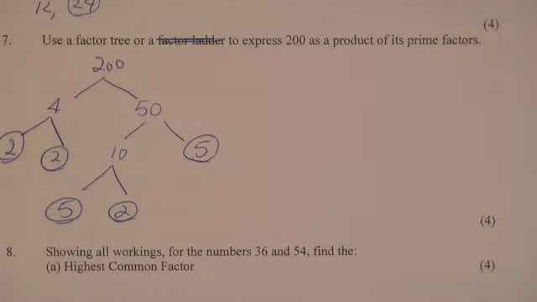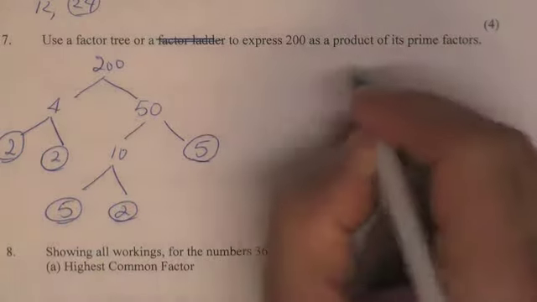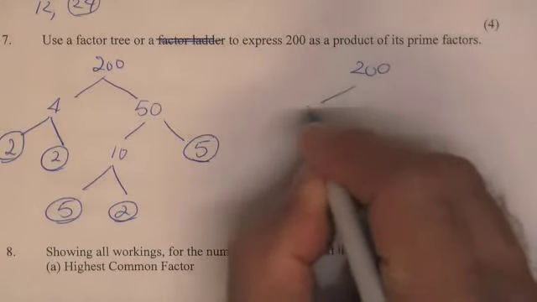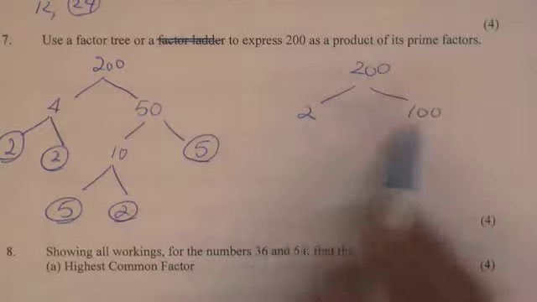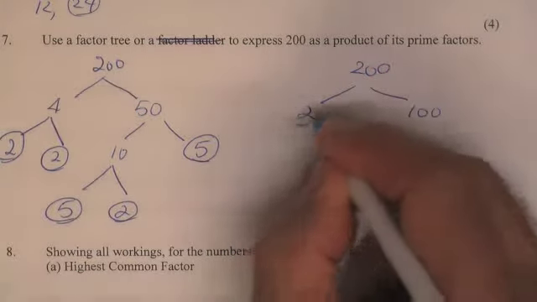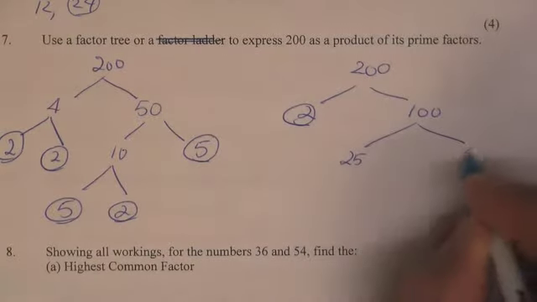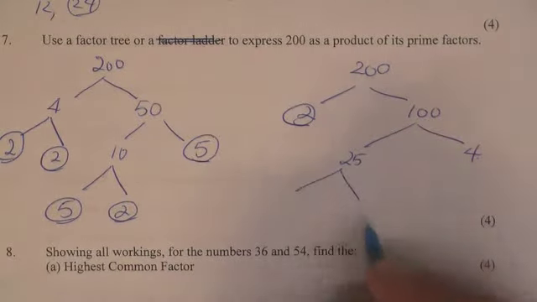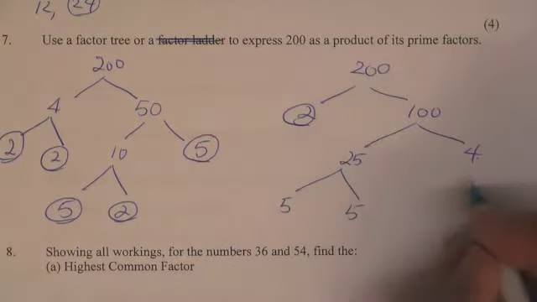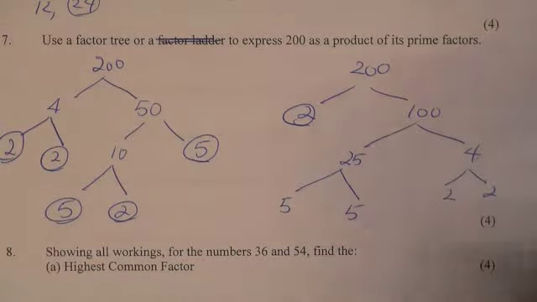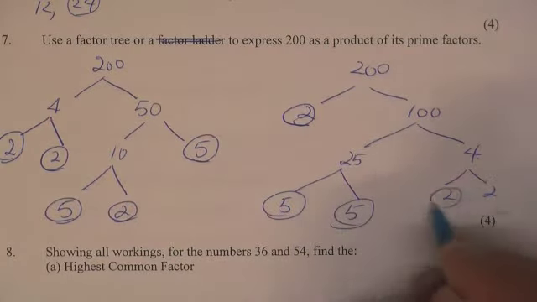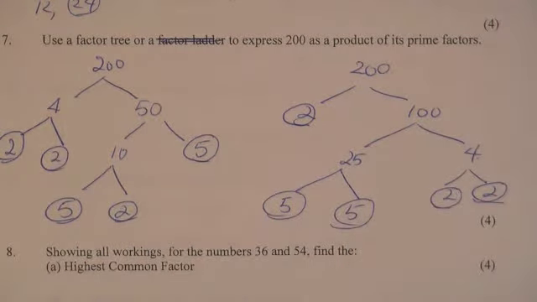Now you could come up with something else. What if you did 200 as 2 times 100? 2 times 100 is 200. Now 2 is a prime number, and let's split 100. You've got a range of choices here because there are quite a few factors in 100. Well, let's go 25 and 4. Then 25 is 5 times 5, and 4 is 2 times 2. So there we go, they're all primes at the ends of the branches.